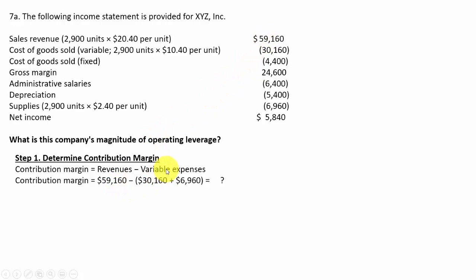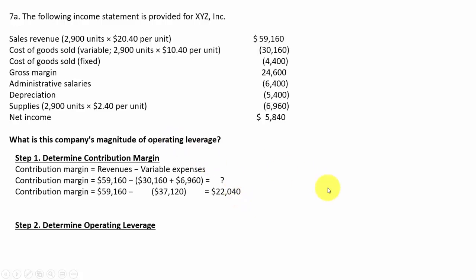We have 2 variable expenses up above. We've got the cost of goods sold that was variable cost, $30,160 right up here. And we also have the $6,960, which are the supplies that were variable. That is, they go up and down when volume goes up and down. Now, when you run this through your calculator, what you end up getting is a contribution margin of $22,040.